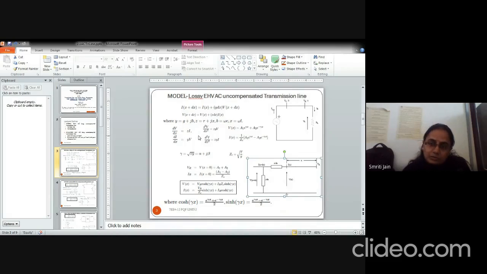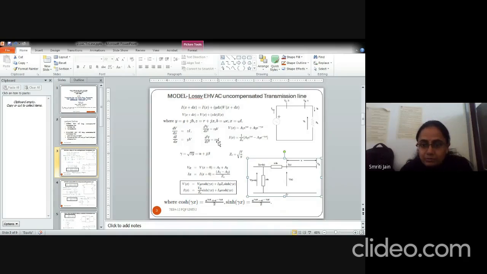Here I am taking the lossy line, so the resistance and the conductance are taken into account. If you differentiate both these equations, dV by dx will be equal to Z into I, and dI by dx will be equal to Y into V. Now double differentiate it. You will get d2V by dx2 equal to Z into dI by dx, and replace this dI by dx by YV, so ZYV.